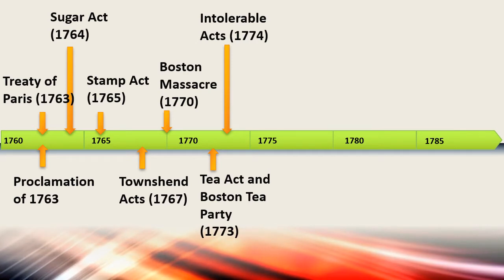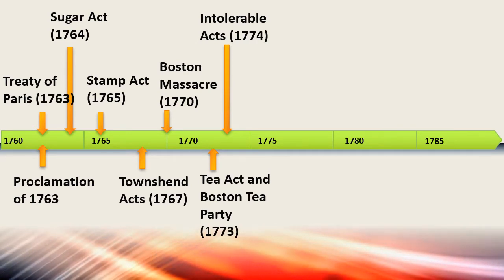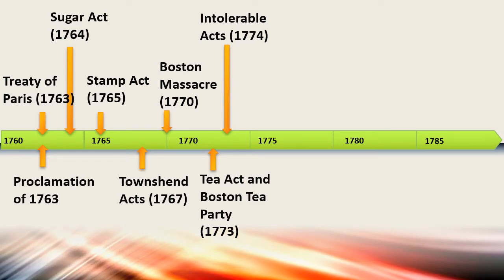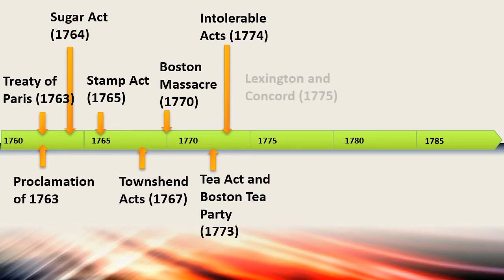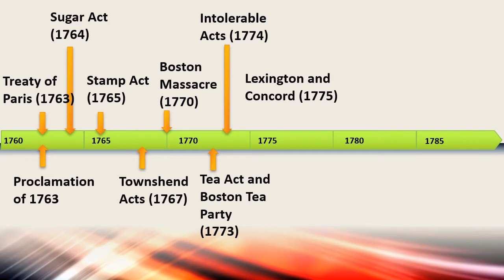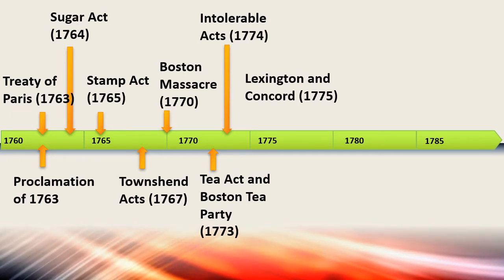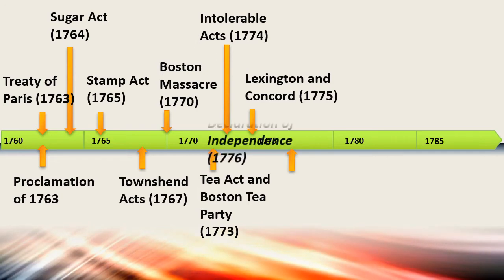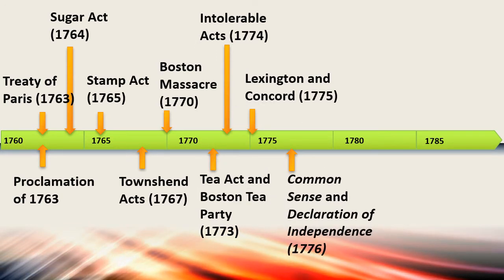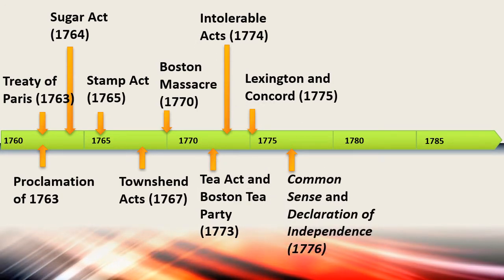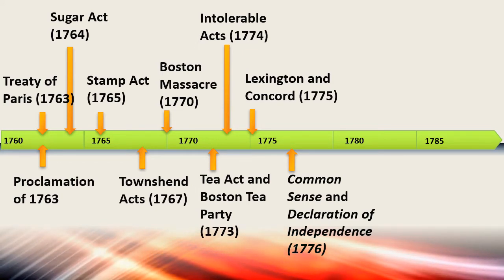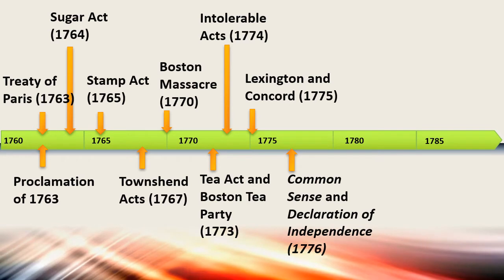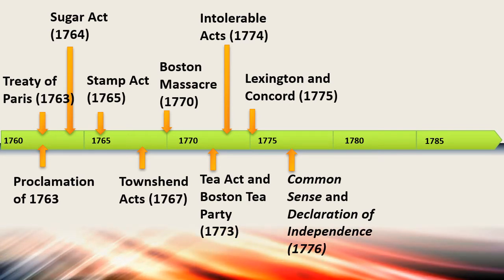In the wake of the Tea Act and the subsequent Boston Tea Party, the British really cracked down on the Americans, and that sets the stage for the coming of independence. There's actual fighting at each other in 1775 at Lexington and Concord. Common Sense and the Declaration of Independence are 1776. And then that begins the war for America's freedom from England.